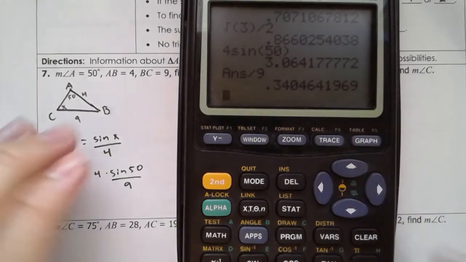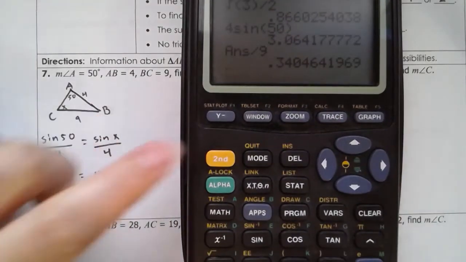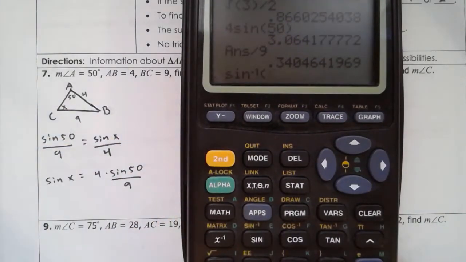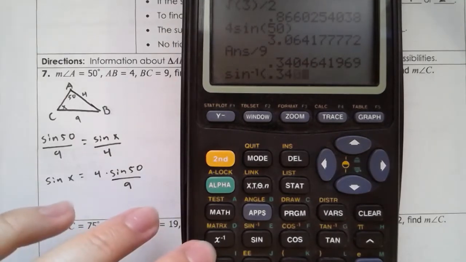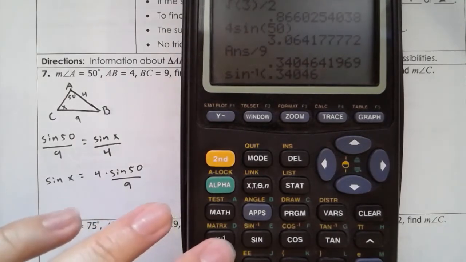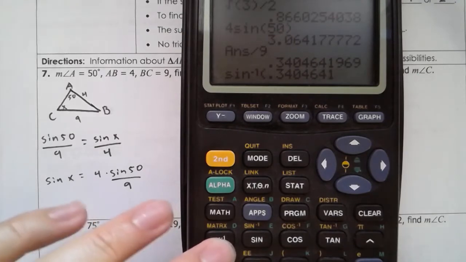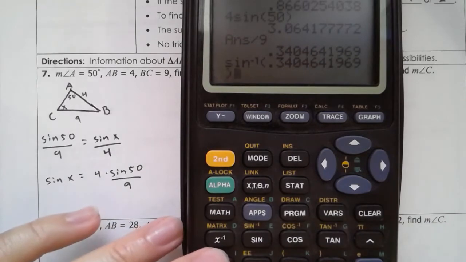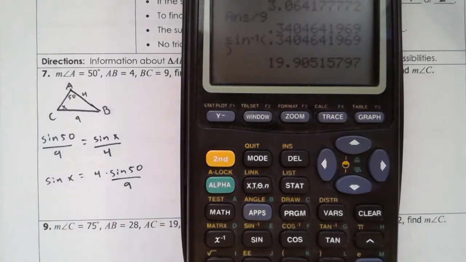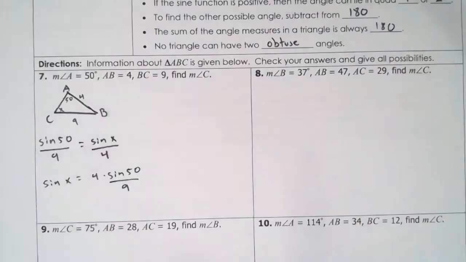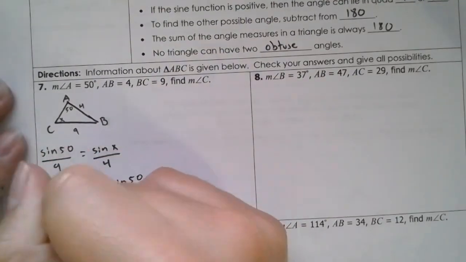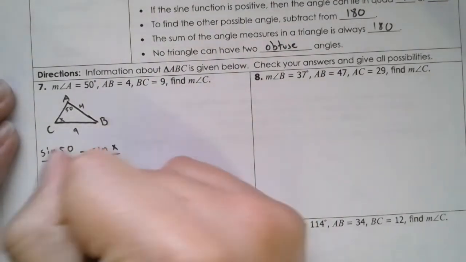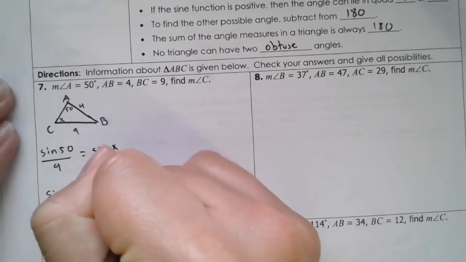And then you would take the inverse sine of, and I would type in as many decimals as you can put in here for the sake of accuracy. Close it, and you're going to get about 19.9. Okay, so 19.9 degrees. X is equal to 19.9 degrees.